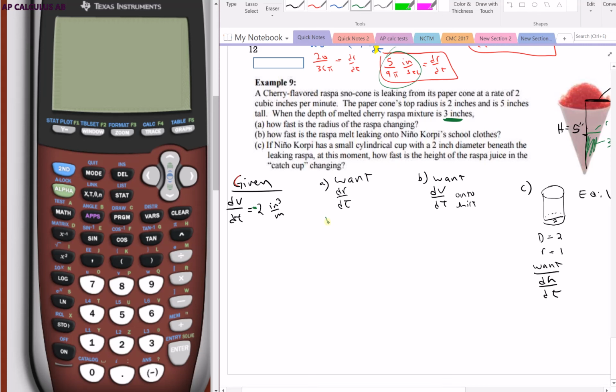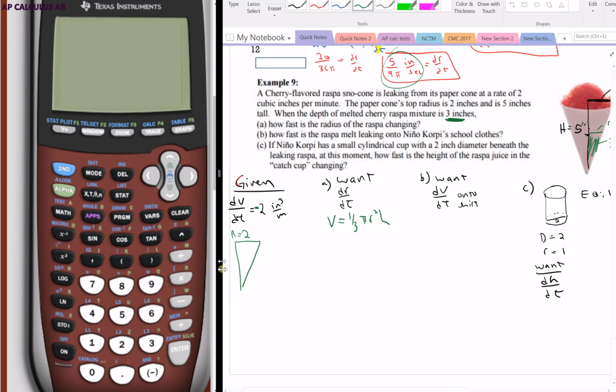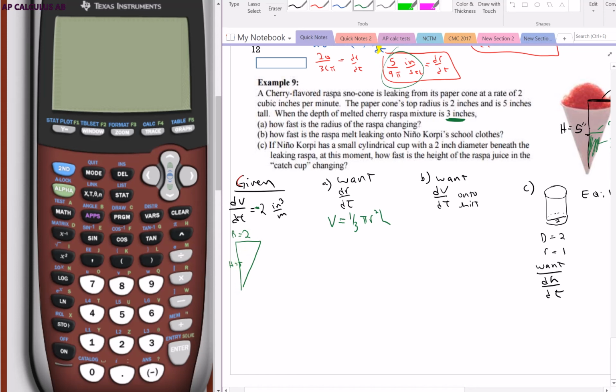Okay, so let's start this. The volume equation we're going to use is 1/3 pi r squared h. I want dr dt, so I want to figure out how I can rewrite this equation with only r's and the V. The V is fine, but only r's on the right hand side. So I need to come up with a secondary equation, which is with these triangles, right? I have this big R, they told me is 2, and the big height is 5. They told me this, right? And then I have a certain amount of raspa in there, whatever raspa is, I don't know, and it has a little r and a little h.